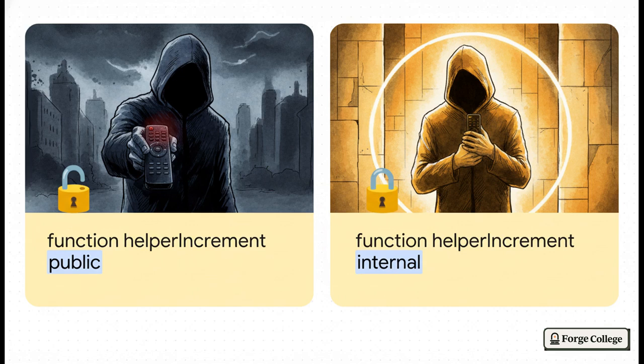Now look at the engineering fix. By simply swapping that keyword to internal, we instantly remove it from the public ABI. It can now only be called from within the contract itself. If you still need outside users to trigger it, well, you build a controlled public wrapper function around it. That gives you a safe place to add access checks and validation. Basically, you keep the remote in your own hands.